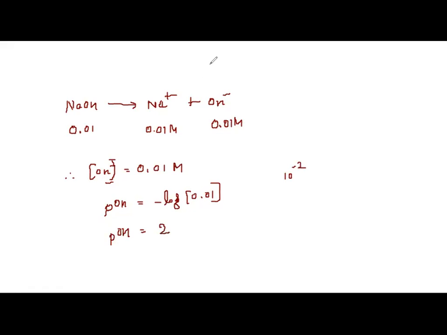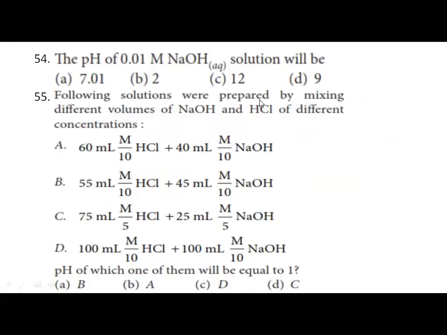Understanding, students? But they have not asked me pOH. They have asked me pH. And I know that pH plus pOH is equal to 14. Therefore, pH is equal to 14 minus pOH. And my pOH value is 2. Therefore, what is the pH? pH is equal to 12. Is that right? So, which is the correct option? It is option C. The pH is 12.